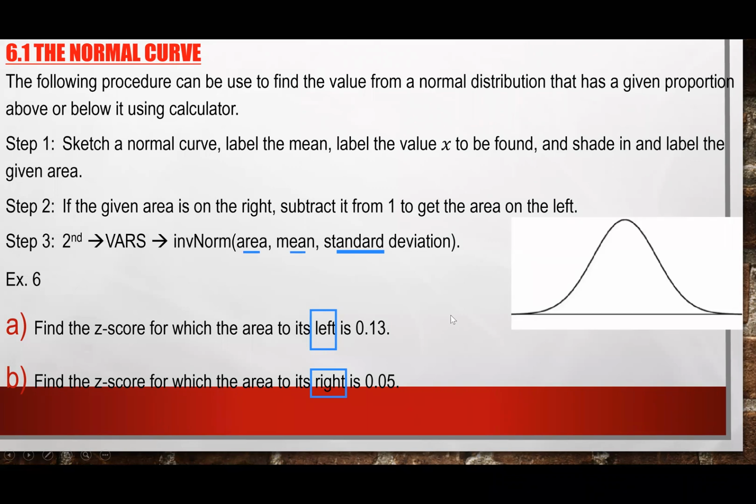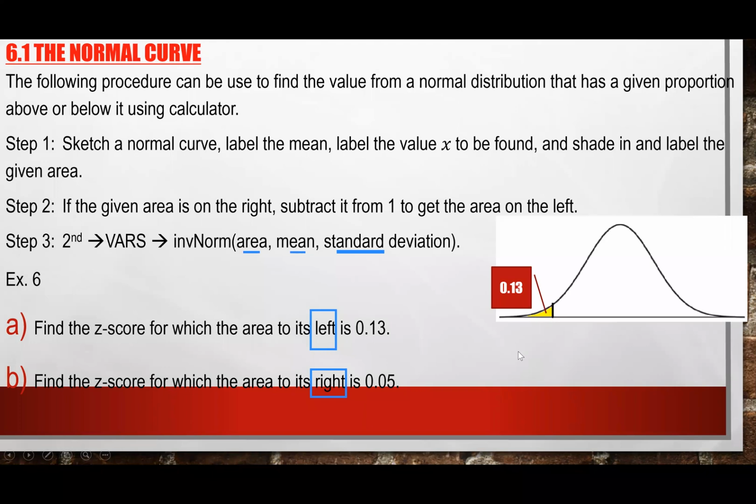So what does it mean, the area to its left? Like I mentioned, we sketch this normal curve, and this is my item right here, and the area to the left is to the left of this z-score. We're looking for the z-score. I don't know what this z-score is, but I know the area to the left is 0.13. Agree? Because it's an area to the left, I'm good to go.